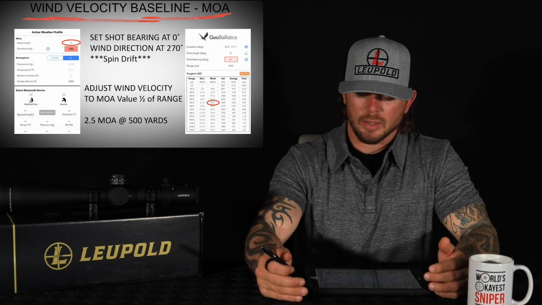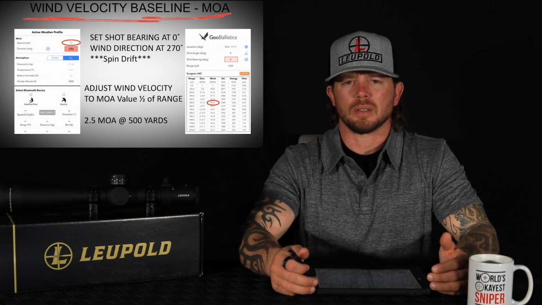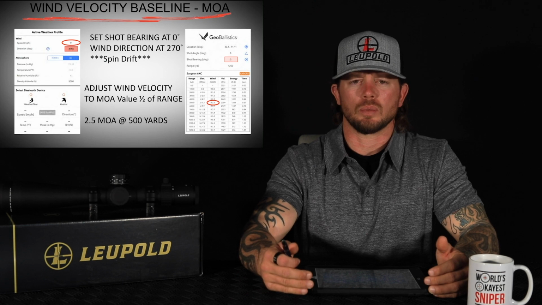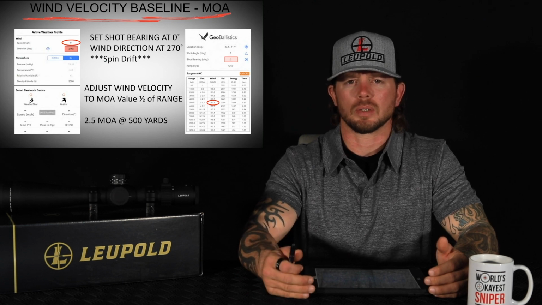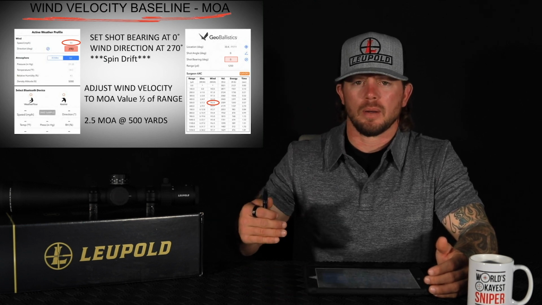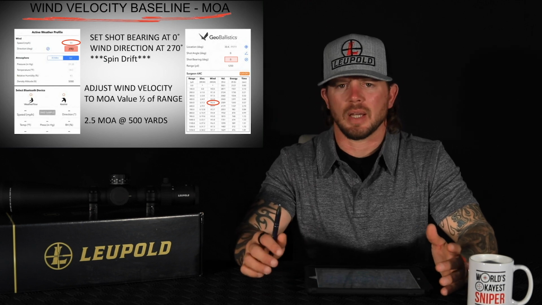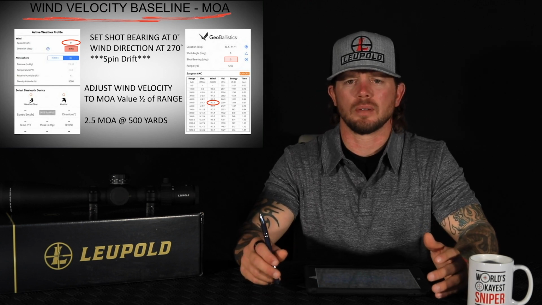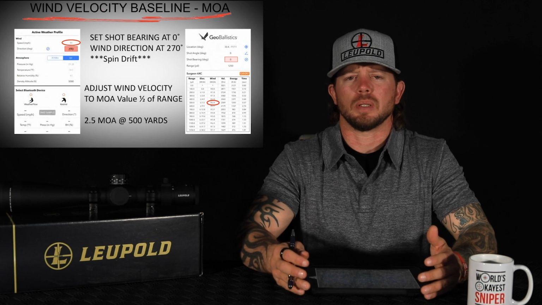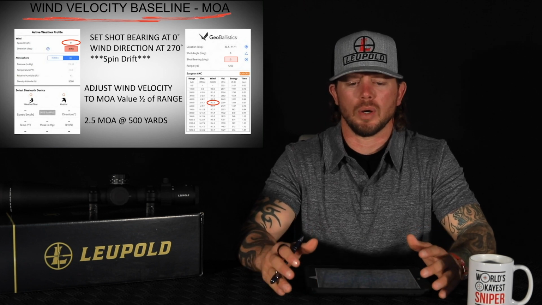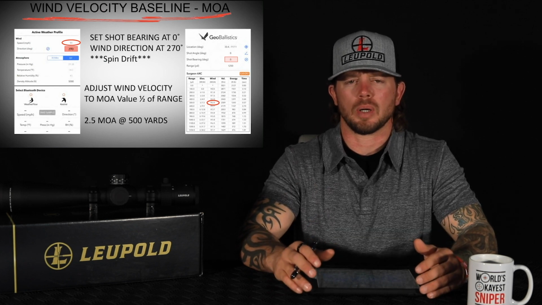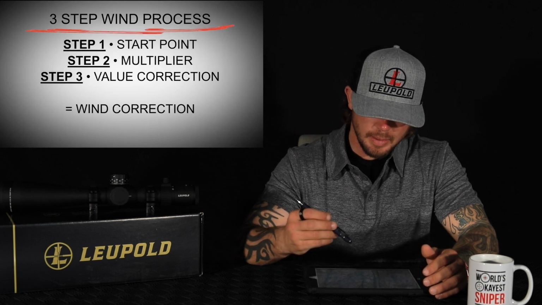So once you get your calculator set up for minutes of angle, 500 yards should equal 2.5 MOA wind correction. And that builds your pattern all the way out to 700, 800 yards. Half of 7 is 3.5. That should be what's on your calculator, right? Now you know what your baseline miles per hour is for your rifle.